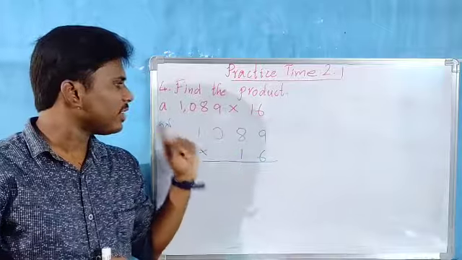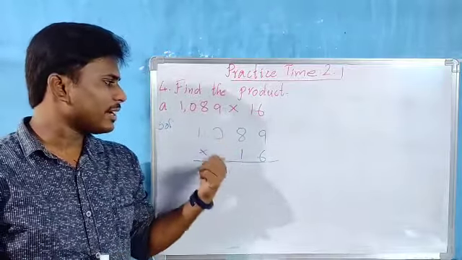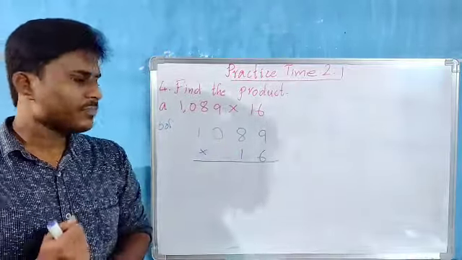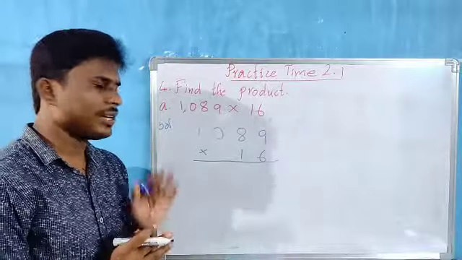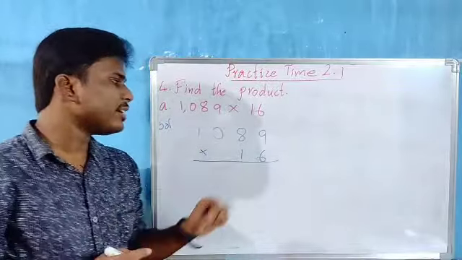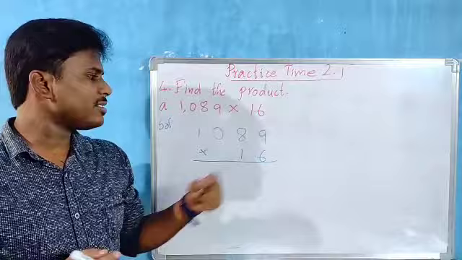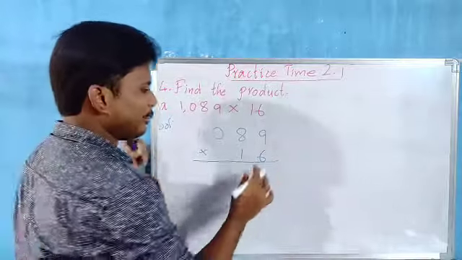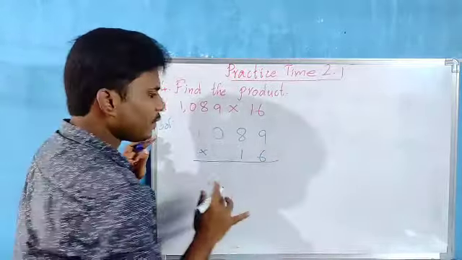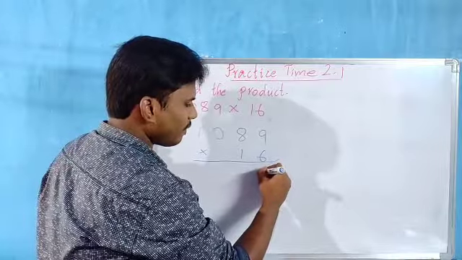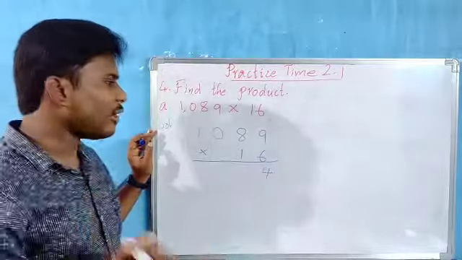First of all, we have to arrange the given multiplicand and multiplier in this way, children. Now let us start doing our step 1, children. What is our step 1? Multiplicand into 1's place. That means 6, children. So let us start. 6 9s, 54, children. 54 means 4 here, 5 we have to regroup.